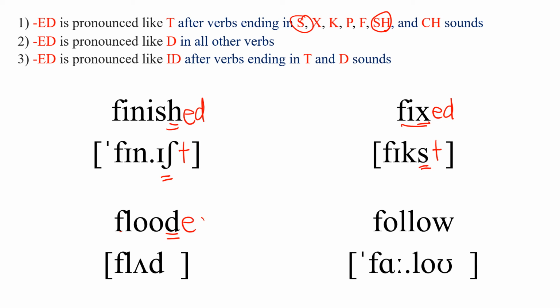Next one, flood. Consonant, we put ED, and if you look at this, this is a D ending, so we put "id" and read flooded. Next one, follow. This ends in a vowel, so we put ED, and the vowel is voiced, so we put only D here and read followed.